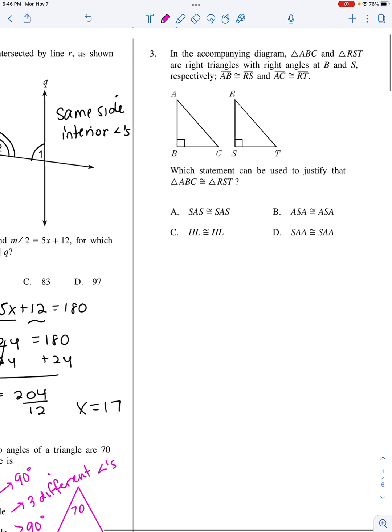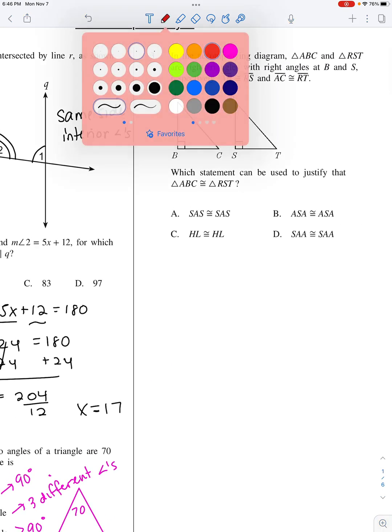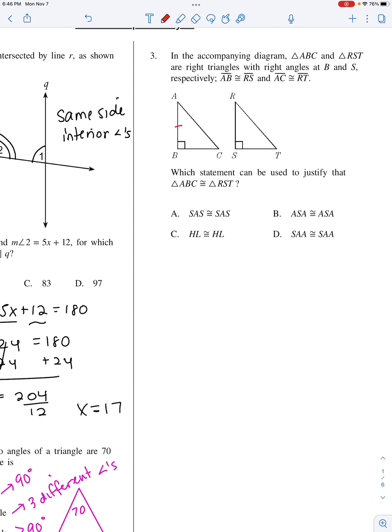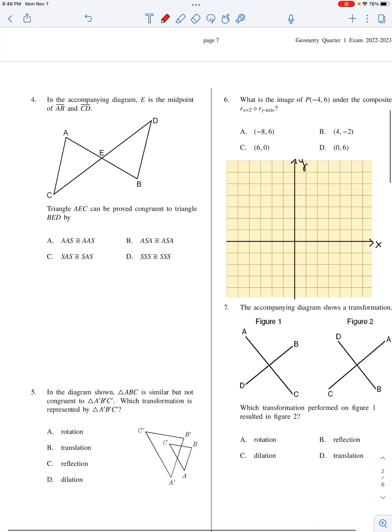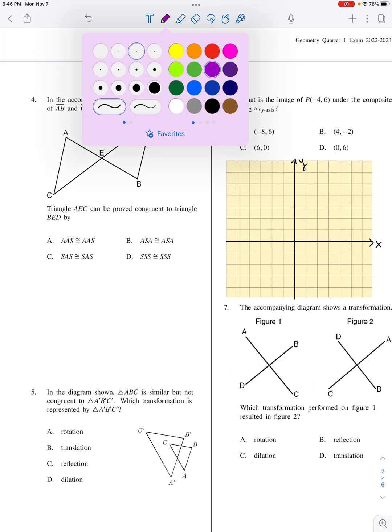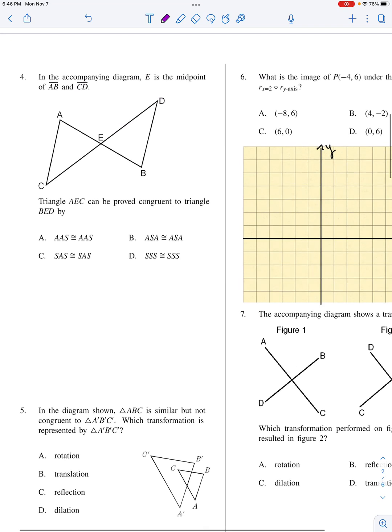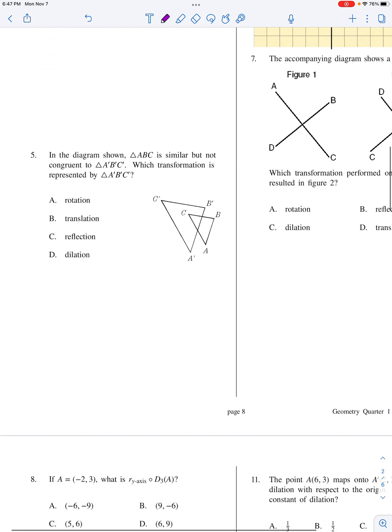Okay, this one is on the current unit we're doing, so it should be easy. They gave you that AB equals RS and that AC equals RT. They show you that they're right angles. The answer is HL. Hypotenuse leg. That one should be no problem. Number 4 is also about the current unit. E is the midpoint of AB and CD. Then you have 2 pairs of equal sides. You also have vertical angles from the diagram, which shows side angle side. That one should be easy also.